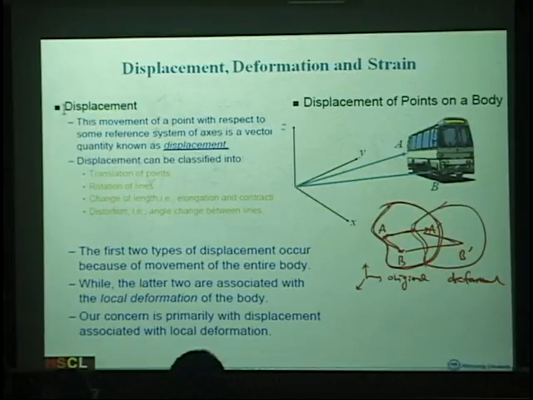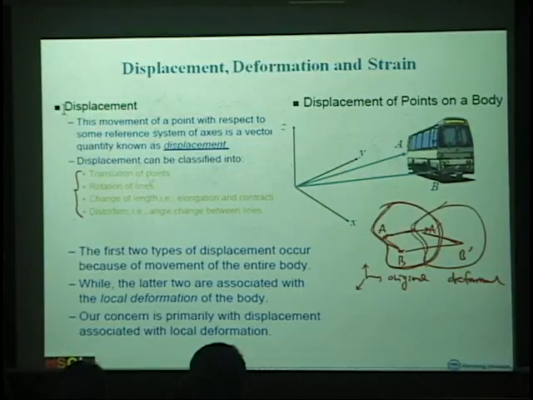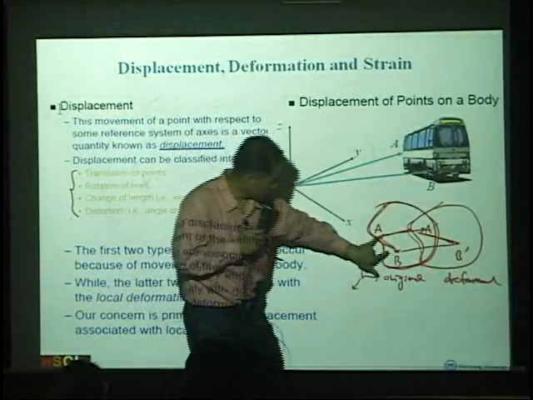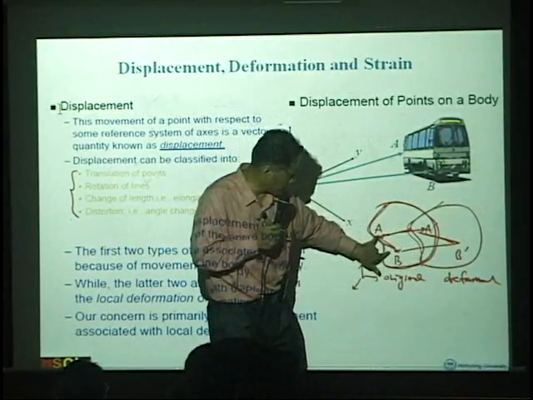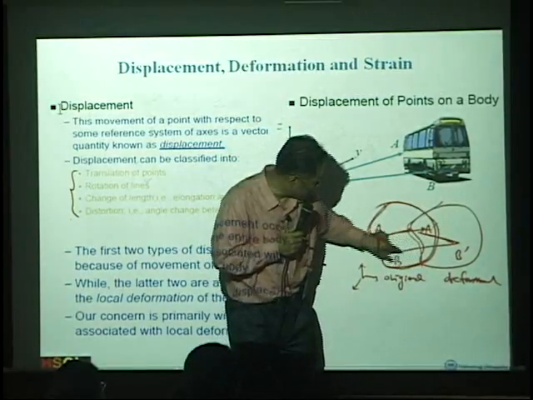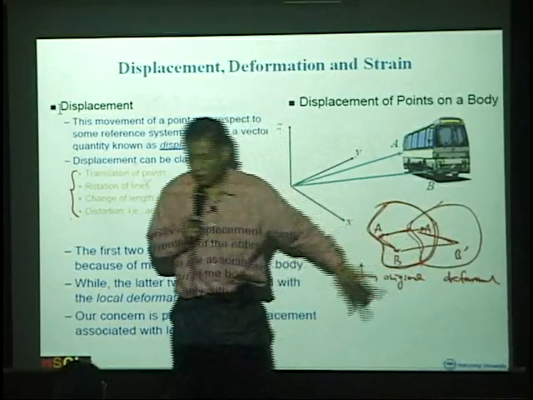This is the line before deformations, and this is the line after deformations. And this line has 4 different kinds of displacement. This line can translate, and this line can rotate, and this line can extend, and this line can actually distort.